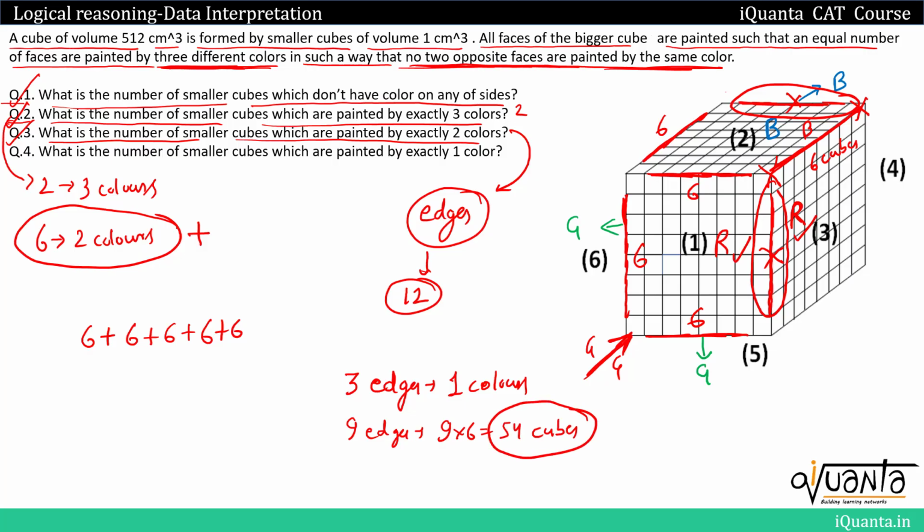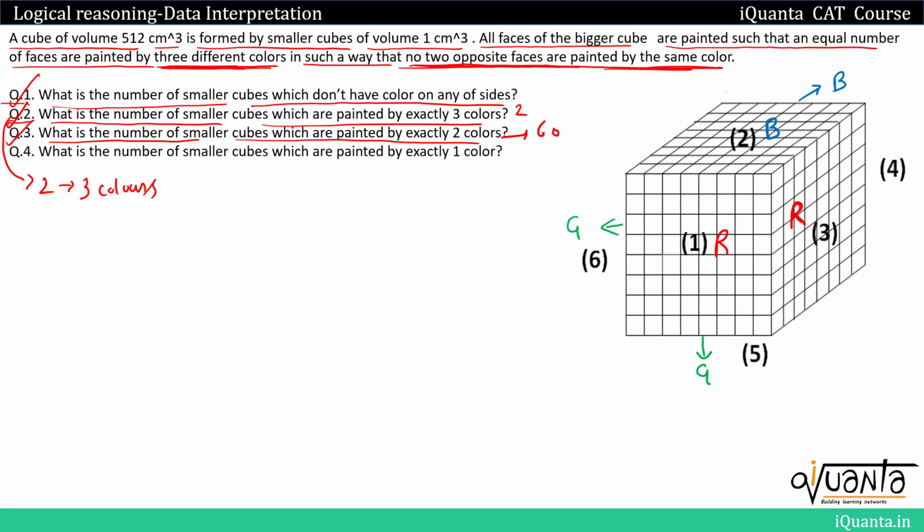We have 6 cubes from the corner that were having only two colors. So what will be the total number of cubes having exactly two colors? We'll add 54 from the edges plus 6 from the corners, that means 60. 60 will be the correct answer to this question. So rather than checking each and every edge, you can directly go this way as well.